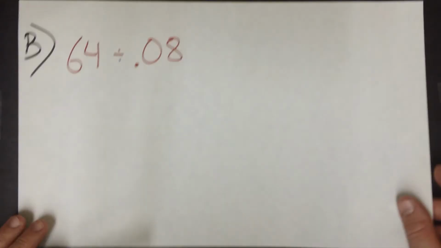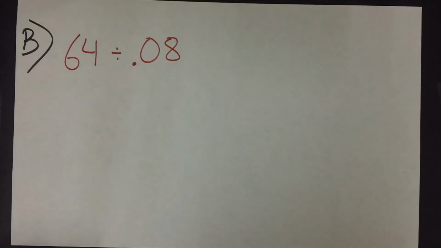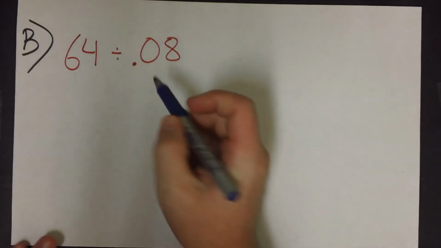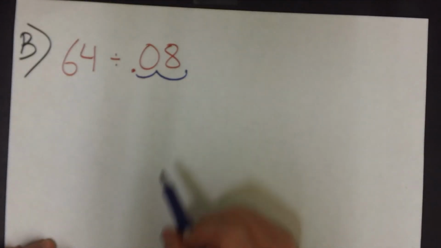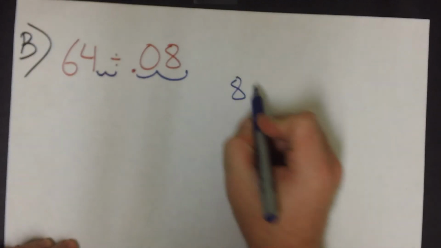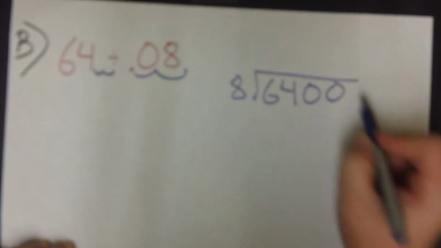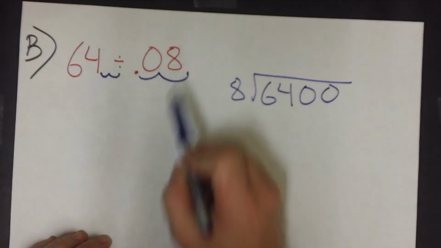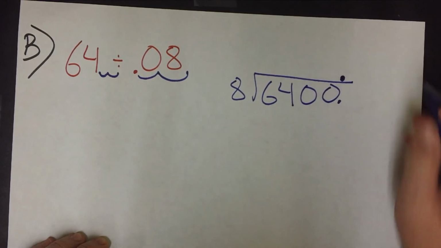All right, now let's look at example B. We have 64 divided by 0.08. We're going to move this decimal 2 times to make that 8. So we need to move this decimal, which is understood to be here, 2 times, which means we're going to have to add a 0. So now it becomes 8 divided into not 64, but 6400. We had to multiply this by 100. So your decimal is now understood to be here, so let's make sure we move it up into our answer.